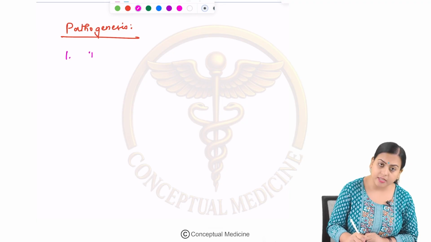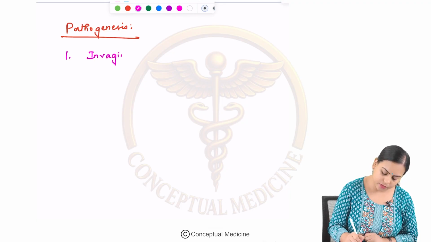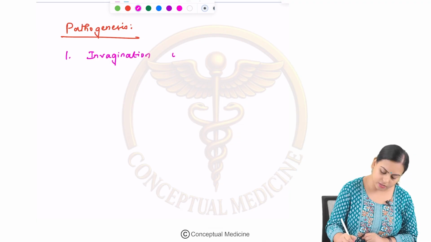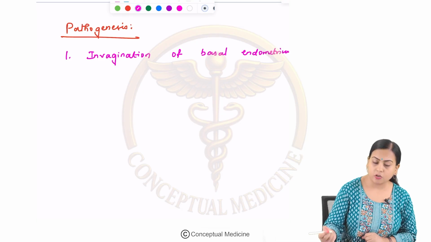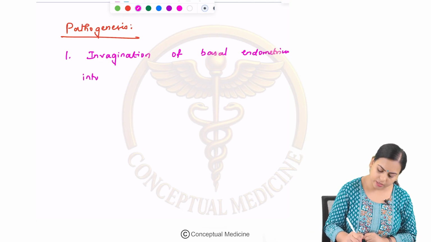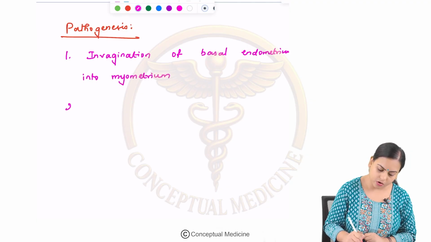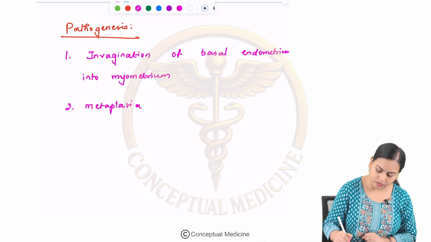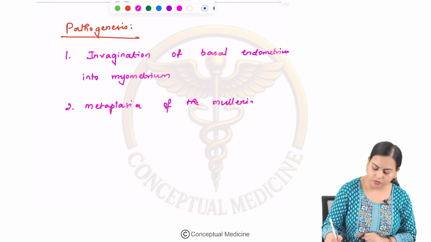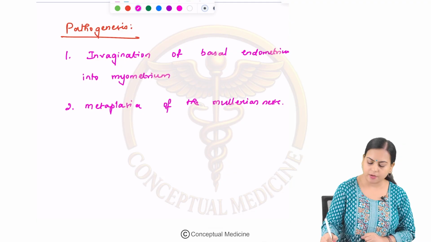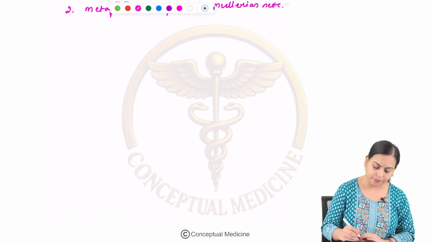Number 1, it can occur due to invagination of basal endometrium into myometrium, or there can be metaplasia of the Mullerian nest. So these are the 2 causes by which adenomyosis can occur.